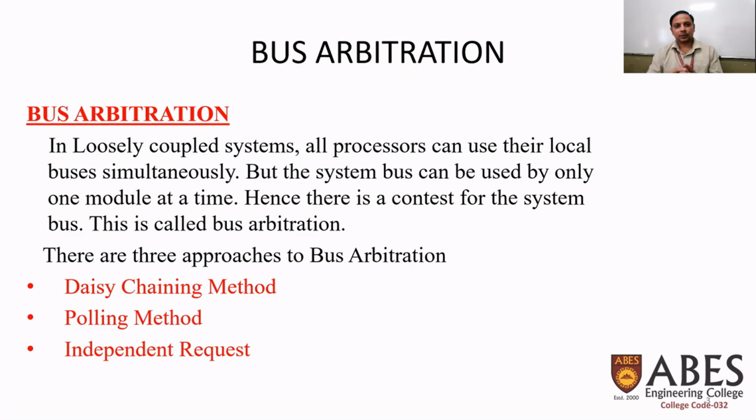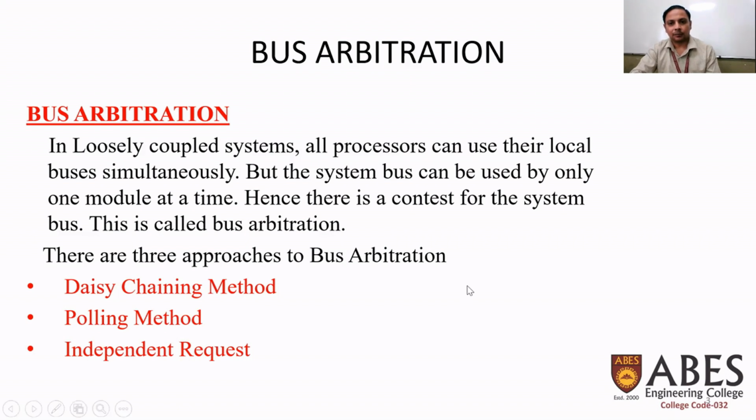First of all, the agenda is what is arbitration. In a loosely coupled system, all the processors use their local buses for their personal use. But if they want to use the system bus, they have to send a request, and they will get the access. After that, they can use the system bus. When more than one user wants to use the system bus, they have to send the request, so there will be a contest to get access to the system bus. This contest is called bus arbitration.